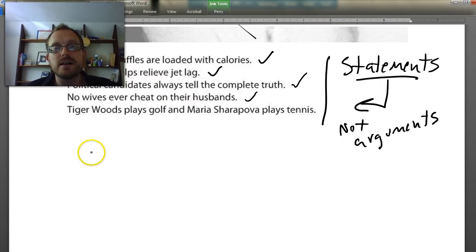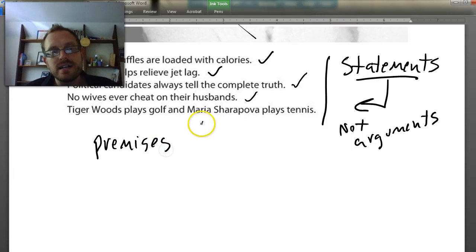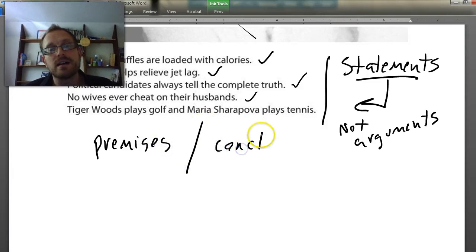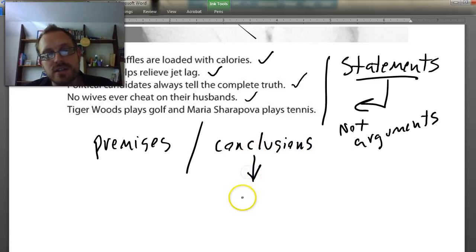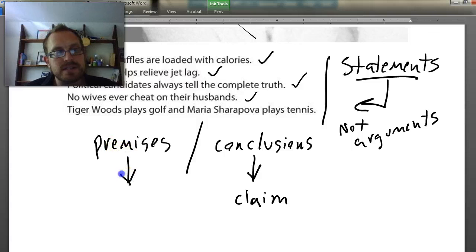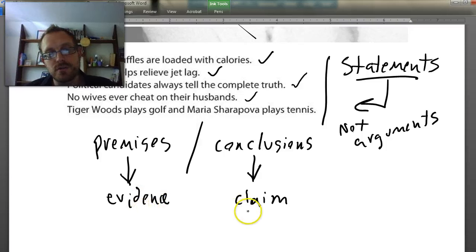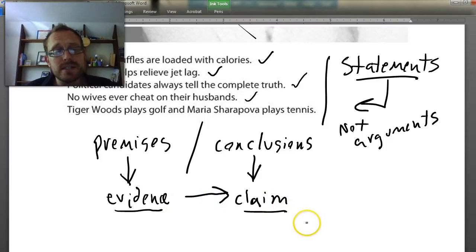Such that they relate, right? So we have some statements we're going to talk about as premises, and some statements we're going to talk about as conclusions. What's the difference? The conclusion is the claim you're supposed to believe, and the premises, this is the evidence that you're supposed to base the claim off of, right? So you can see it works like this. You have premises and conclusions.